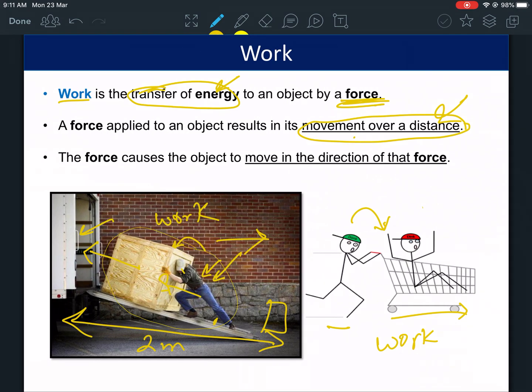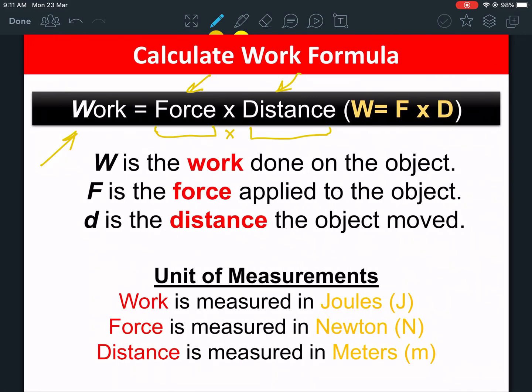Okay, so if I want to calculate the work that this man has done, I have to see how much force he applied and over what distance. Okay, so this is the abbreviation of the formula. Work equals F times D. Work, W, equals F times D. Force times distance. The W stands for work that's done on an object. The F stands for the force that's applied to the object. And the D stands for the distance the object has moved.